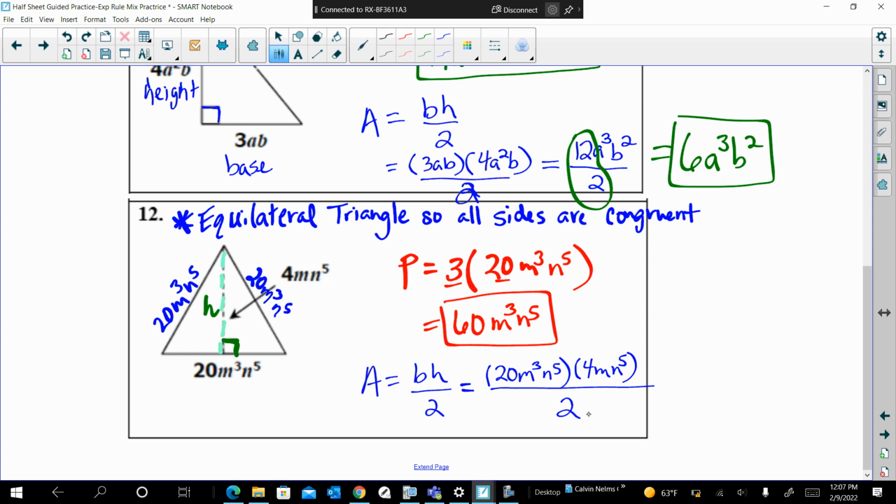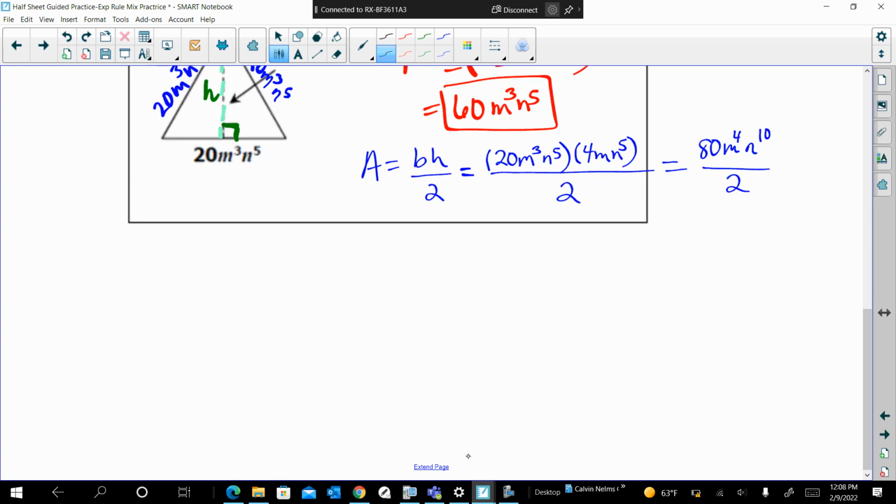So what do we have? What's the product on the top? What do we write on the top? 80. What? Yep, m to the fourth and n to the 10th. So what does this get reduced to? Yep, 40. You keep the variable and the exponent. So this final answer is 40 m to the fourth power n to the 10th.